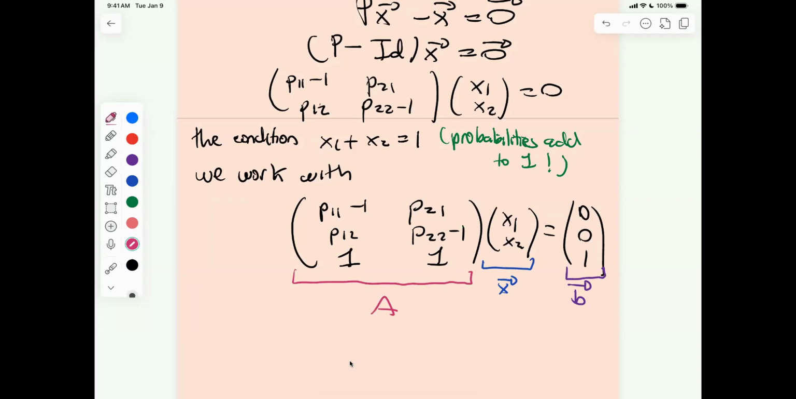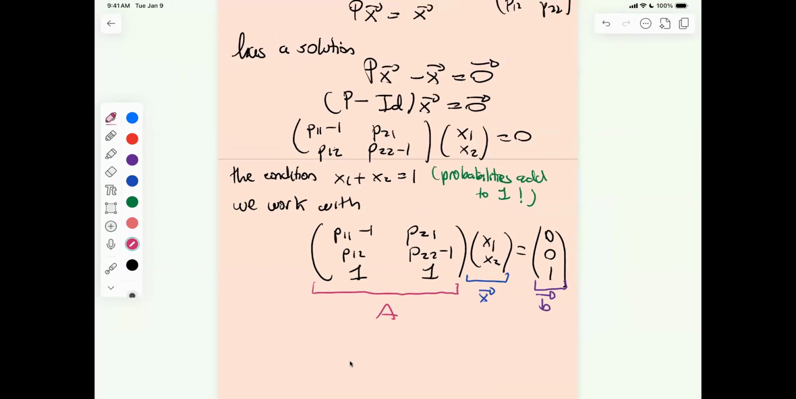So what are we finding here? Asking for there to be an eigenvector is the same as asking for this system to have a solution. They are the same thing. Again, there's an extra condition that eigenvectors usually do not have, because here we want the entries to add up to 1, because of the probability interpretation.